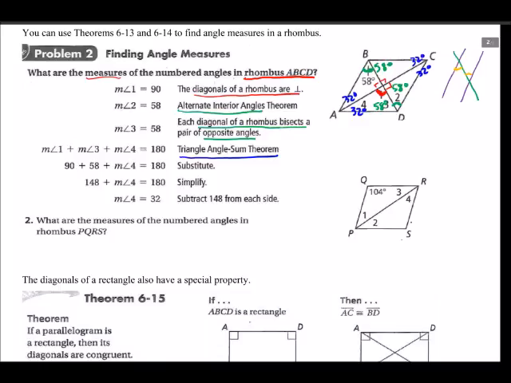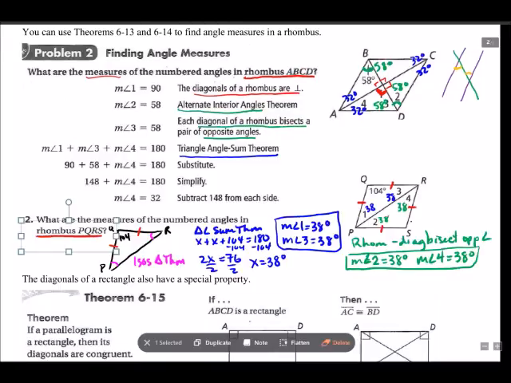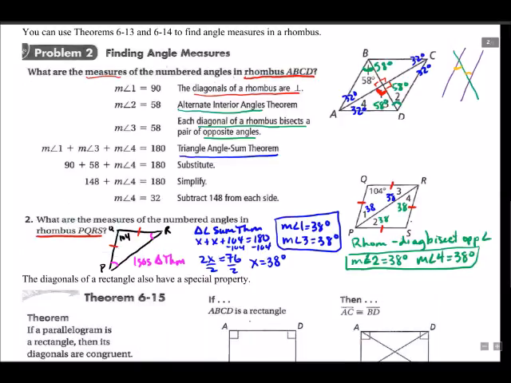And guess what? It's your turn again. Go ahead and pause the video and do the next problem. This was a fun problem.